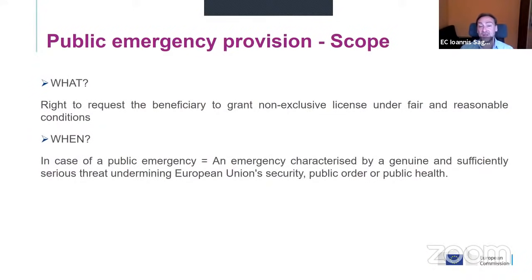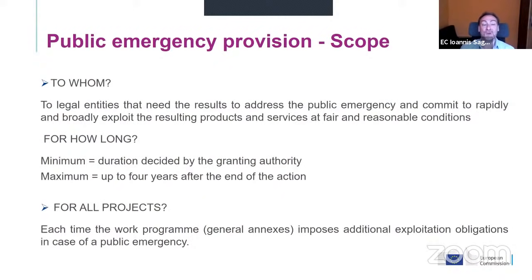So what is the public emergency provision? It's the right to request beneficiaries to grant non-exclusive licenses under fair and reasonable conditions in case of public emergency. And this public emergency can affect the Union's security, the public order, or public health, as we saw in COVID-19. To whom? To other legal entities that need the results to address the public emergency and that commit to broadly exploit the resulting products and services at fair and reasonable conditions. For how long? Well, the minimum is the duration decided by the granting authority, of course, but the maximum cannot go beyond 4 years after the end of the project. And of course, it can apply to all projects each time that the work programme includes additional exploitation obligations in those particular topics or domains that we're calling for.